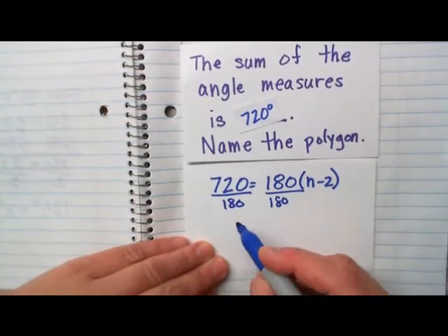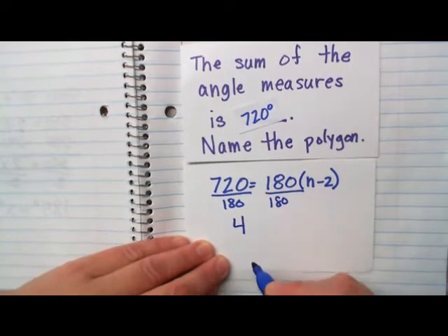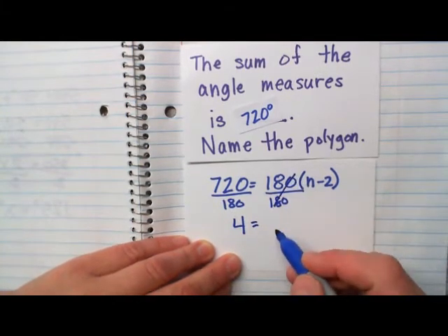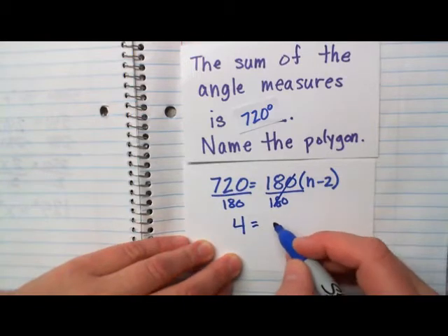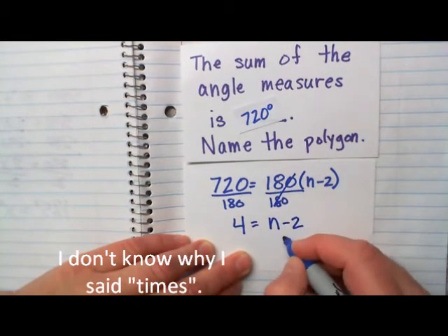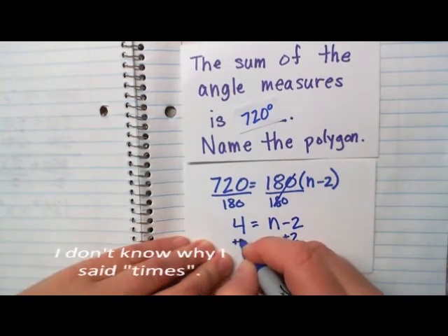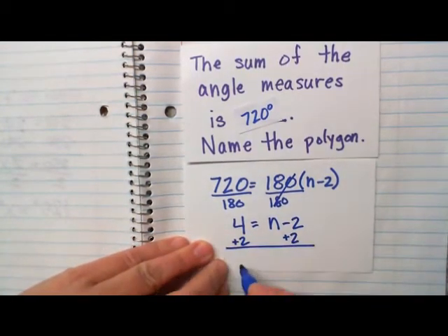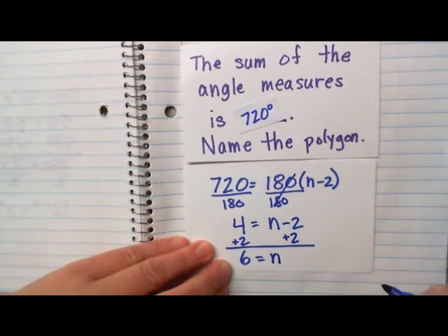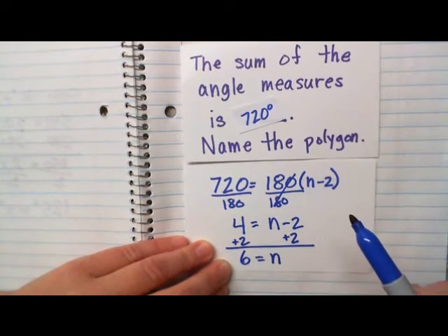720 divided by 180 is actually 4. So I have 4, this is really equal to 1 now, times n minus 2, right? Let's add 2 to both sides. I've got 6 equals n. Now, name the polygon for me. What polygon has 6 sides?